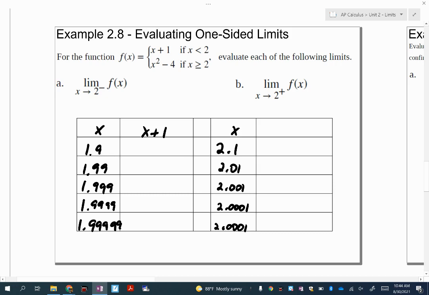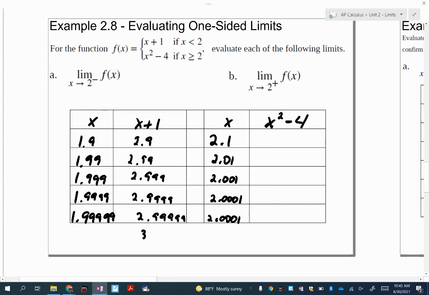Okay, and on this side, from the left of it, we have the other piece of our piecewise function, the quadratic piece. Let's plug in. We don't really need a calculator since we're just adding 1 on that left side. So this is going to be 2.9, 2.99. So you can see this is approaching 3, right?